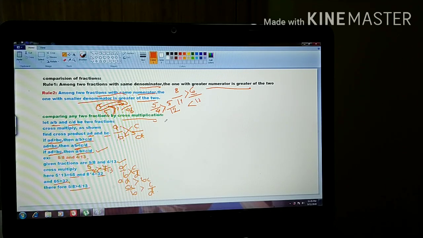So by cross multiplication also we can compare fractions. We find AD and BC, then check whether AD is greater than BC, less than BC, or equal to BC. Accordingly you write the answer. Understood this one also? Next we will see mixed fractions.